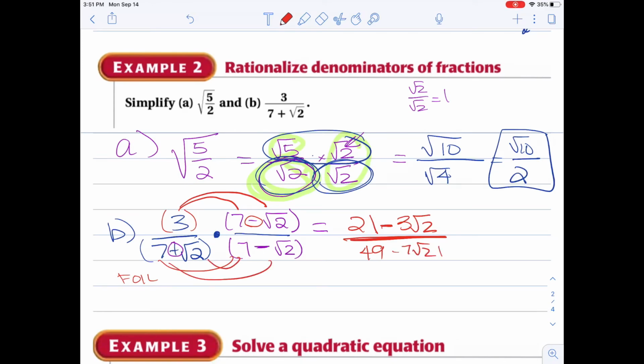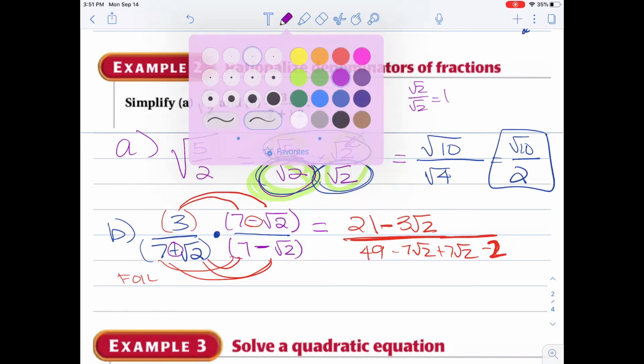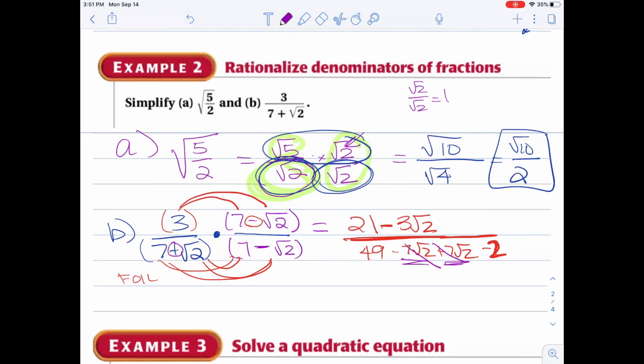First, outer, inner, last. So root of 2 times root of 2 is just 2. Okay, now we're going to clean this up a little bit. This is going to cancel here. And we know 49 minus 2 is just 47 on the bottom.